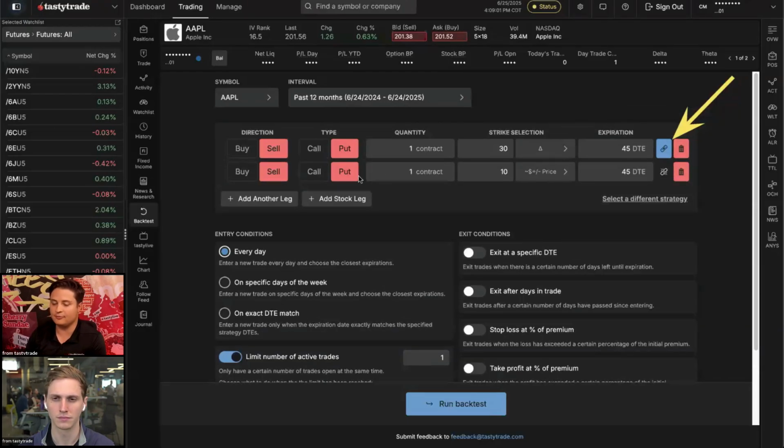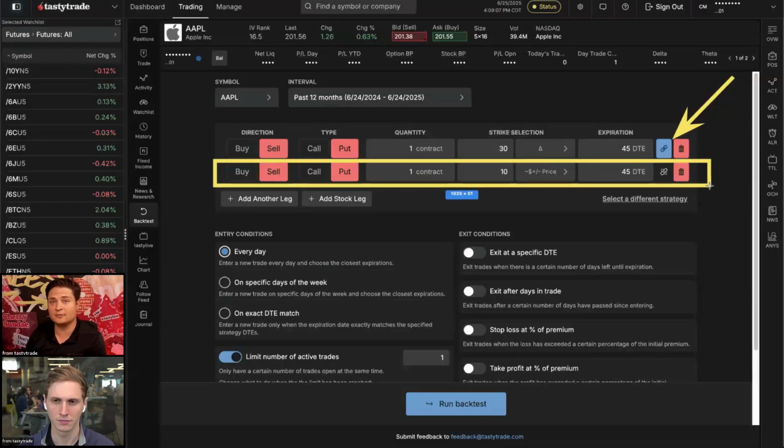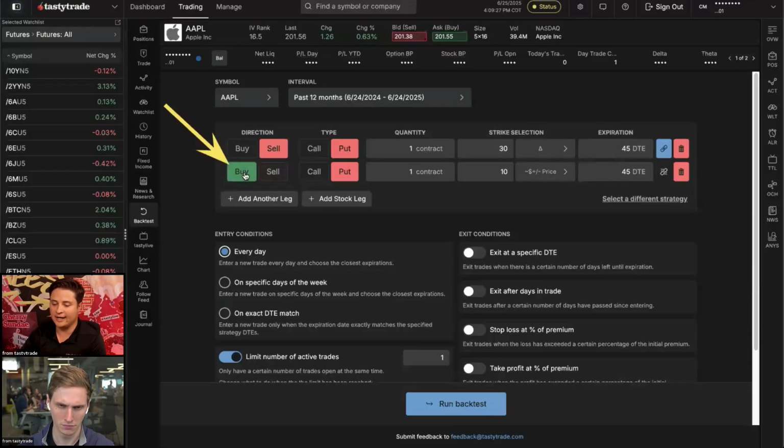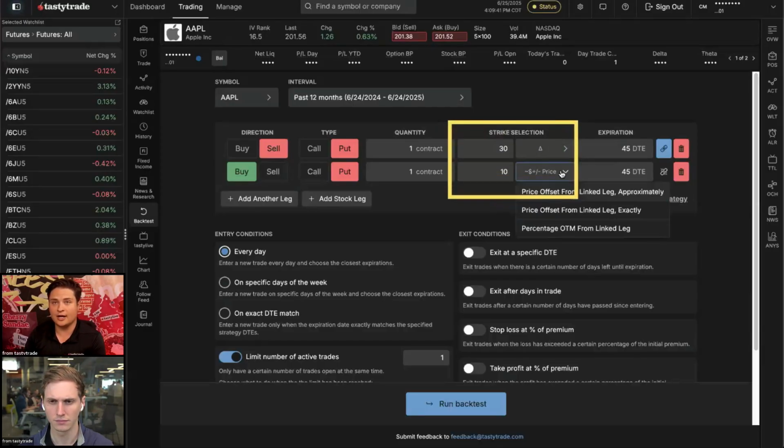Go ahead and click that blue button for me, and this will populate another leg underneath what is already displayed there. This new leg, because we clicked on that blue icon, will be linked to our original trade that we had listed there. So with this linked leg here, why don't we go ahead and turn this into a credit spread? So we'll go ahead and buy the put on this linked leg here. And then let's take a look at the strike selections now. So we can offset our strikes based on a certain dollar amount here.